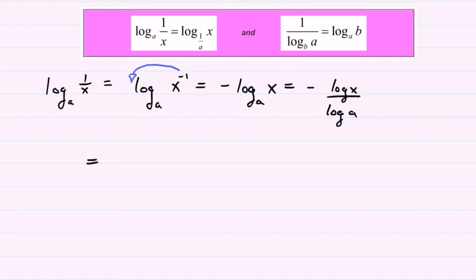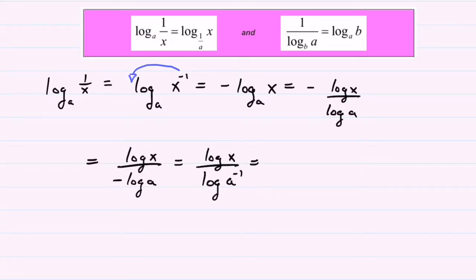The negative, it doesn't matter if it's on the top or the bottom, so I'm just going to move it to the denominator. So this is the same as log x divided by negative log a. I can roll that negative up onto the a, so I get log x over log a to the power of negative 1. Then that a to the negative 1 is 1 over a. Now I'm going to use the change of base rule kind of backwards, and you can change this log x over log 1 over a to log base 1 over a of x, and we're done.